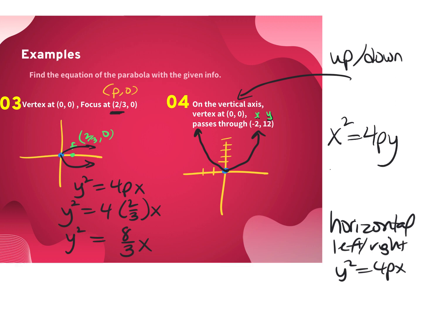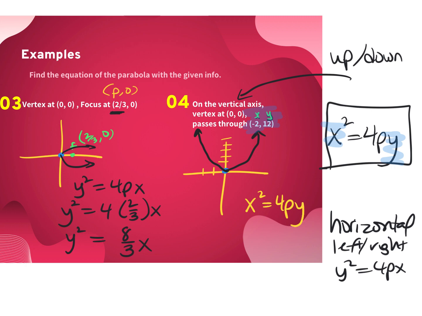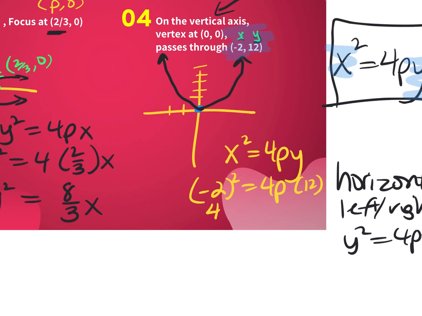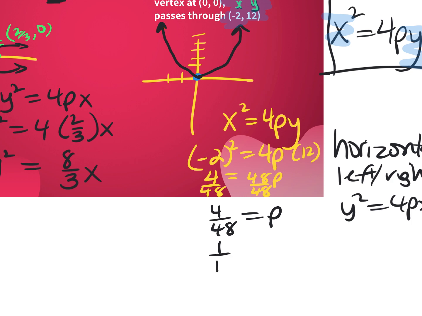So what I'm going to do is take this equation, and this time I'm replacing x and y with my ordered pair that they gave me. So x squared equals 4py. I'm going to replace x with -2. I'm going to replace y with 12. And I'm solving for p. So I get 4 equals 4 times 12, 48p. Divide by 48. And p is 4 over 48, which simplifies to 1/12.